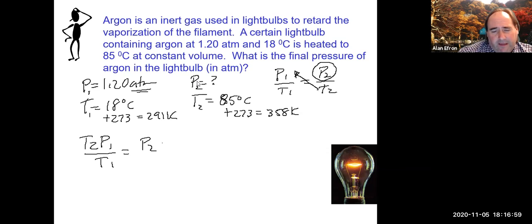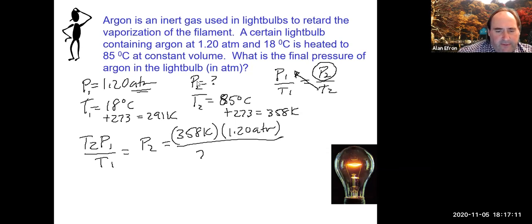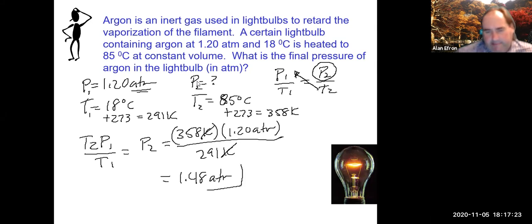Here again, we just want to make sure we get the right temperatures in the right spots. It's very common for people to reverse things when they do these gas laws. So 358 should go up on top. Our pressure should be 1.2. And our first temperature should go on the bottom. Again, our Kelvin will cancel, leaving us with atmospheres. And it looks like it is 1.48 atmospheres.